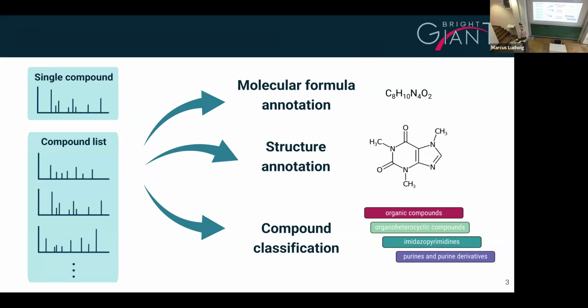So yes, Sirius is all about compound annotation. What we provide you with is, if you have your features, a single feature or a whole compound list, a whole data set, we can perform annotation of molecular formula. We can give you a structure. And sometimes if we can't give you the structure of your hit, we can at least give you some compound classes to give you an idea. All of this is performed in Sirius.